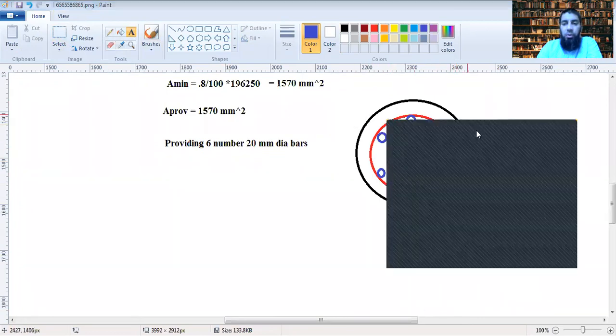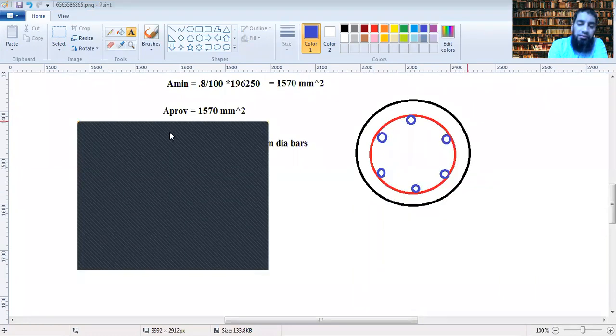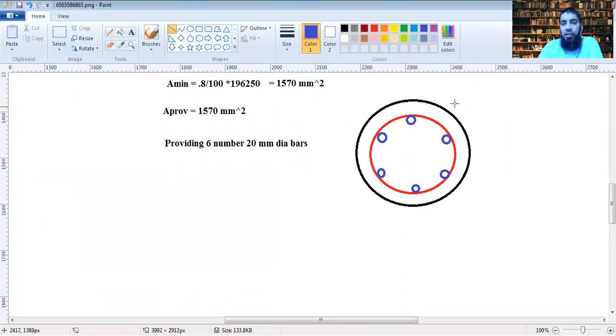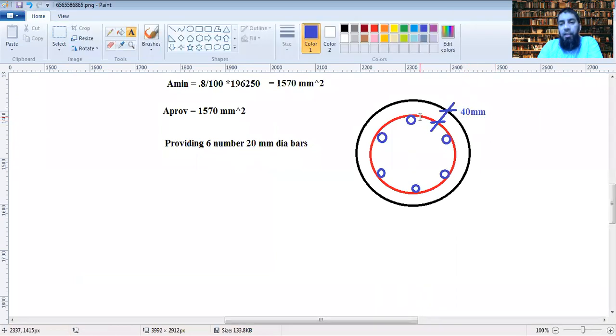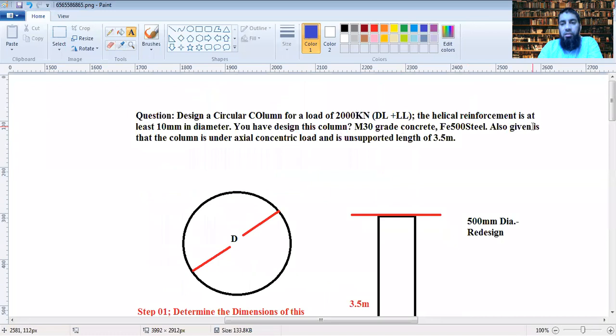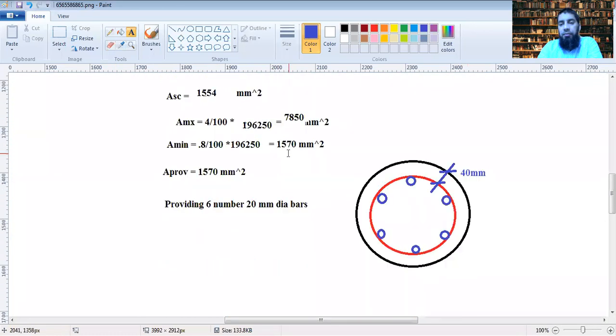The perimeter of this would be 2 pi r, but the inner one would be this inner one. Between this point and this point, you first have the cover, which is 40 mm. Then the tie is to be 10 mm in dia. The tie, the red one, is 10 mm in dia, which is the helical reinforcement here. So that adds up to 50.